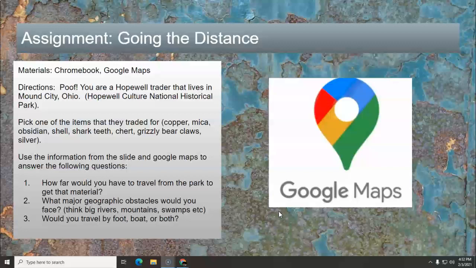And also by looking at the maps, what major geographic obstacles would you have to face? So think about the big rivers, mountains, swamps, areas like that. And would you travel mostly by foot or by boat or by both? So let's try it out.